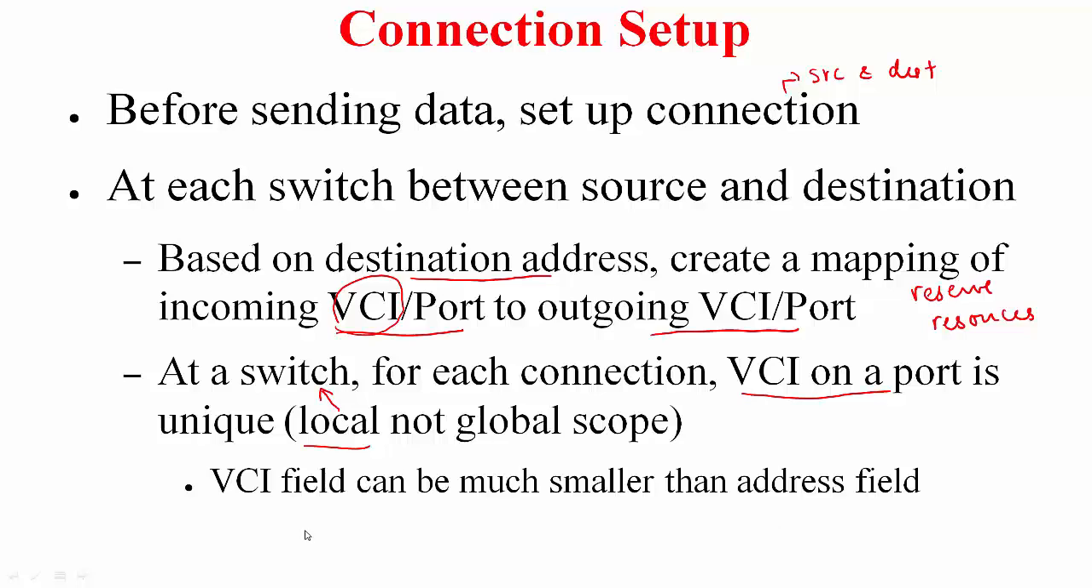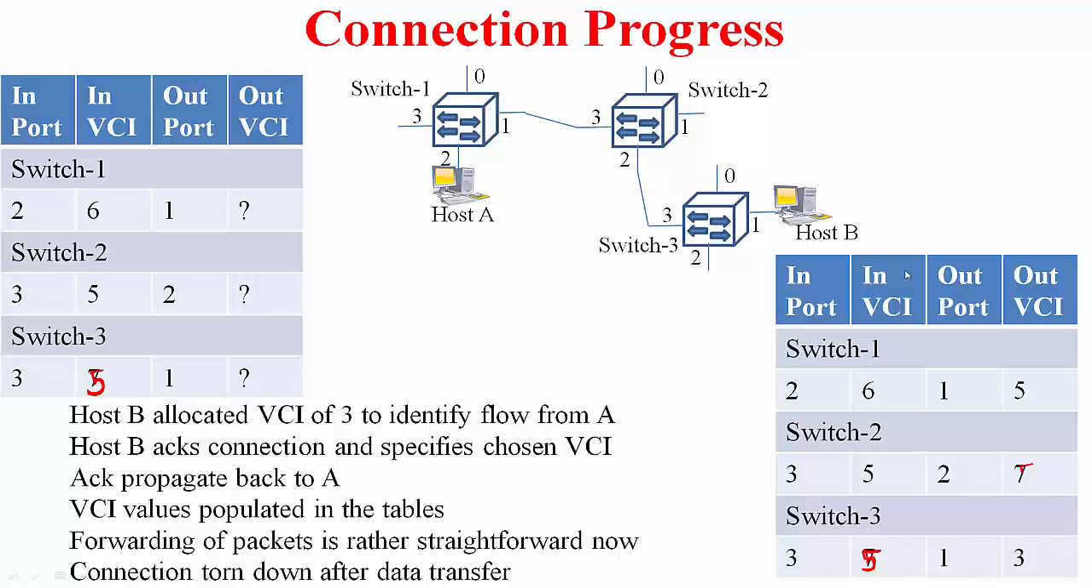And since this VCI is local in scope, this field can be much smaller. In other words, the number of bits that you need to represent this tag is going to be much smaller than the address field used in datagram switching, because that is global in scope. That has to be unique across all the hosts, whereas this needs to be unique across only the connections that are passing through a particular switch on a given port. So this example should clarify whatever was covered so far.